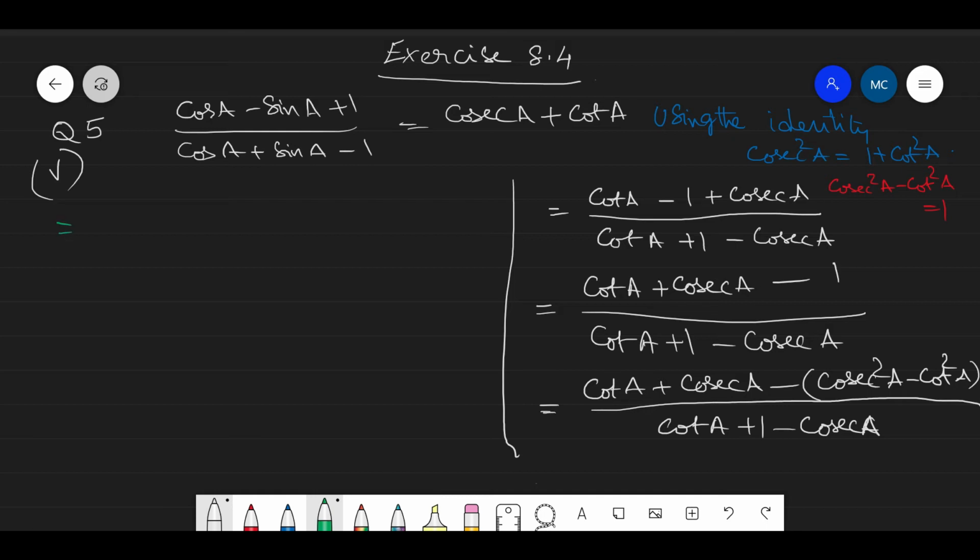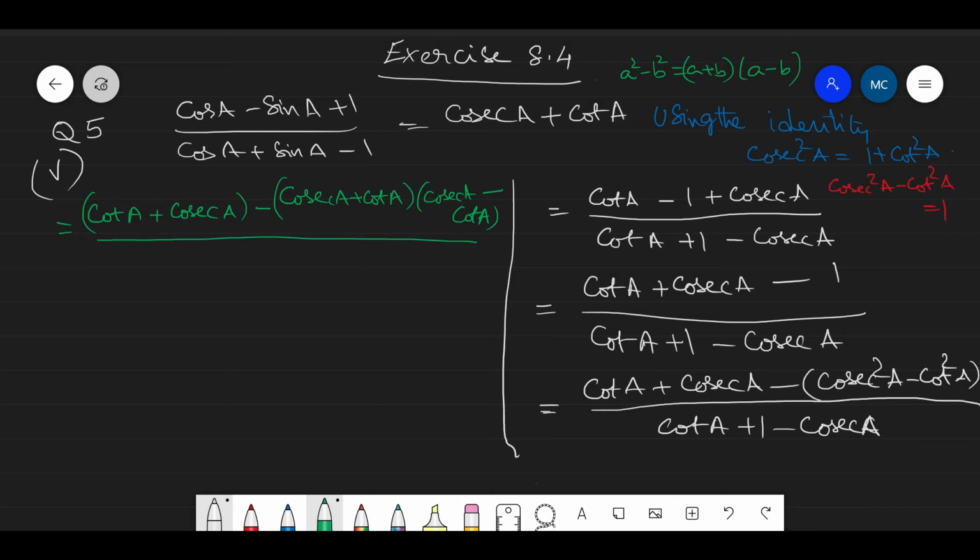Now this will be cot A plus cosecant A. We will keep it as a group, minus cosecant square A minus cot square A, which can be written as cosecant A plus cot A into cosecant A minus cot A. Here, which identity have we used? We used A square minus B square is equal to A plus B into A minus B. That identity we have used here.